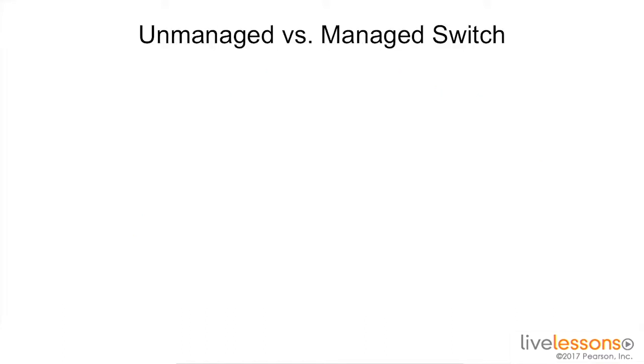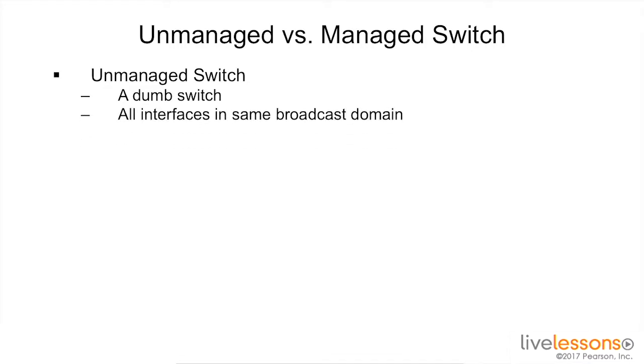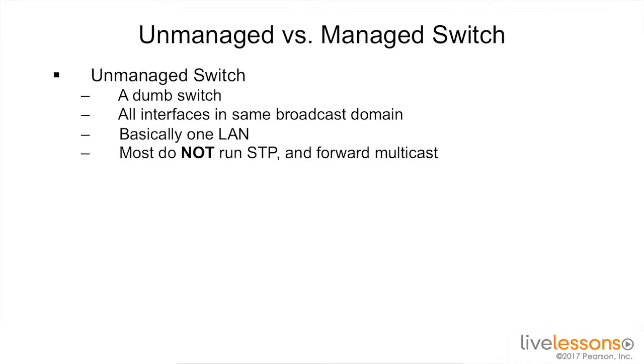There are 2 types of switches: unmanaged switches and managed switches. Unmanaged switch is basically a dumb switch. All the interfaces are in the same broadcast domain, but once again, you have separate collision domains. And it does not run higher level protocols like spanning tree, and it will not forward multicast.